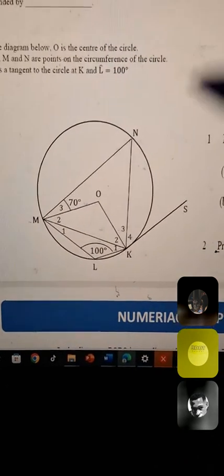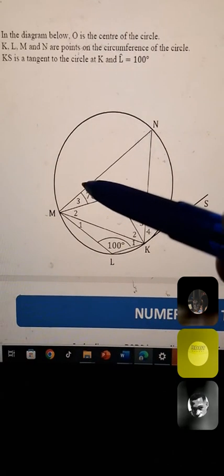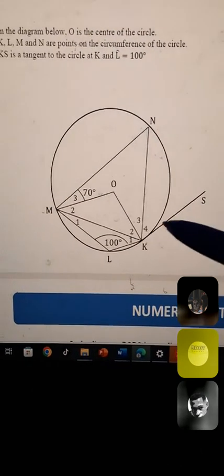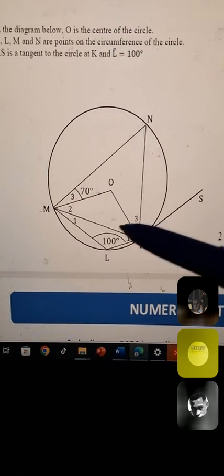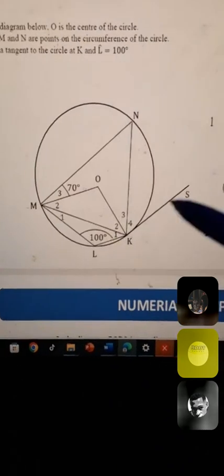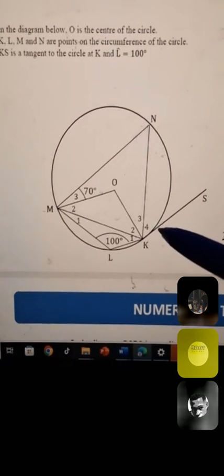Where's co-interior? Possibly M3 plus M2 plus K2 plus K3 plus K4. There must be 180. I see. So this is the U shape. The U shape. So the Z for alternate angles. So if we can prove that angle N and angle K4 are equal, we are done. We are good. Then we can say MN and KS are parallel.